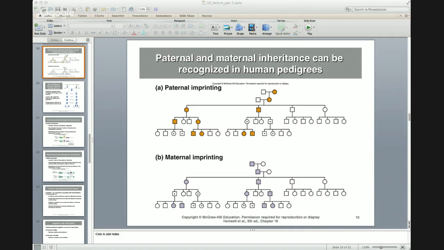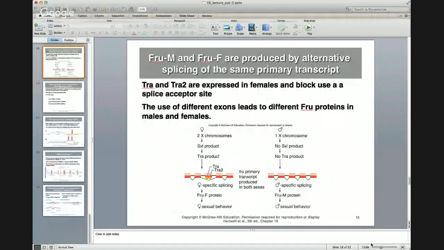Oh, I think I missed that slide. Yep, I missed the slide. Let's see, one second. Yeah, here is the slide I needed to have there.